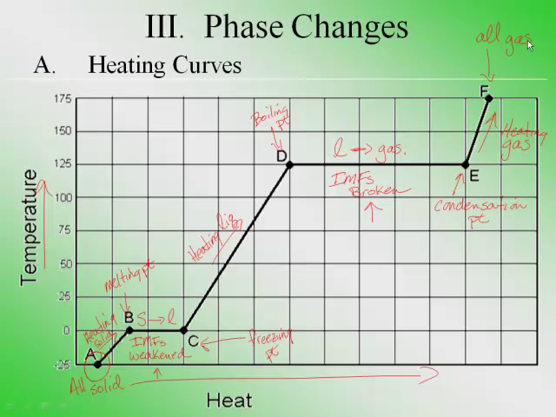Okay, so that covers heating curves. And like I said, a cooling curve would just be the opposite. It would start from point F and it would be over here, and it would go zigzaggy down until it got to all solid down below.